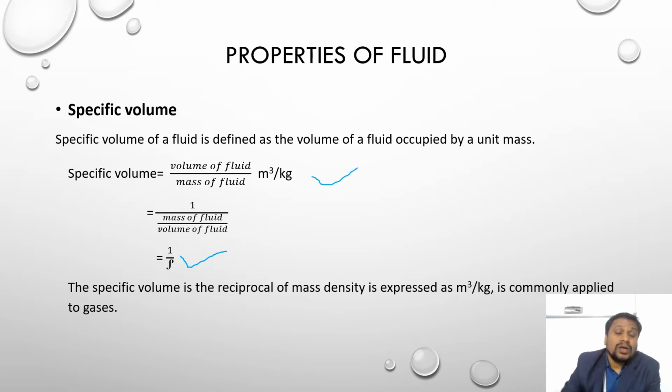Okay, so the unit of volume is the meter cube, and the unit of mass is the kg. So the unit is meter cube per kg. Specific volume is the volume of fluid by mass of fluid. It is the reciprocal of mass density and is expressed as meter cube per kg, and it is commonly applied to gases.